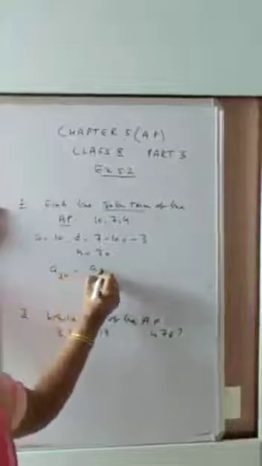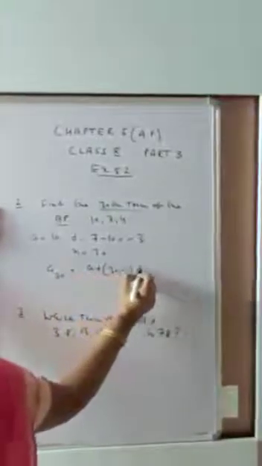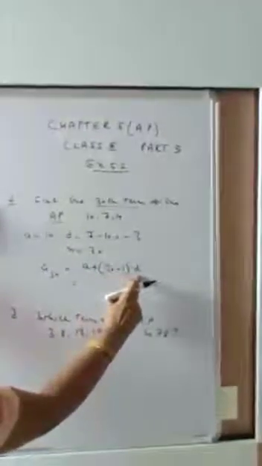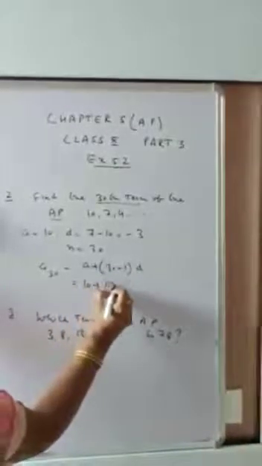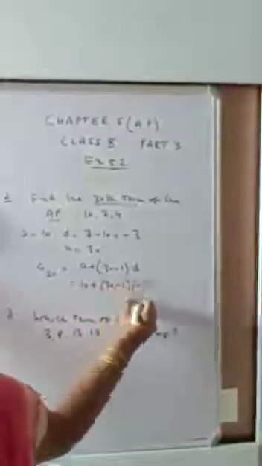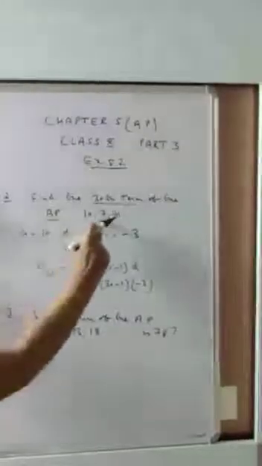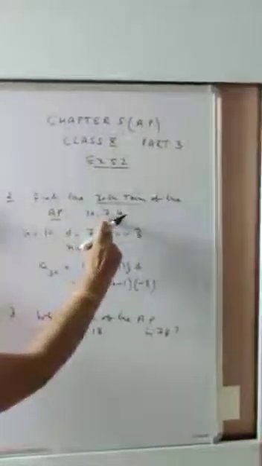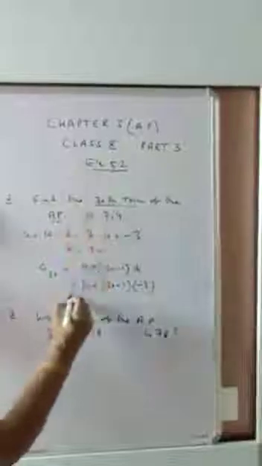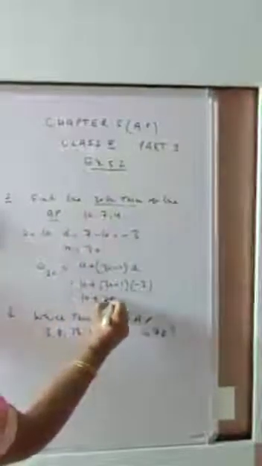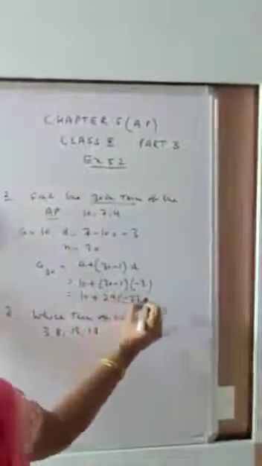So I want to find a30 using the formula a plus n minus 1 into d, that is a, n is 30, 30 minus 1 into d. So I have a 10, 30 minus 1 and d is minus 3. d is a2 minus a1 or a3 minus a2. So it becomes 10 plus 29 into minus 3.